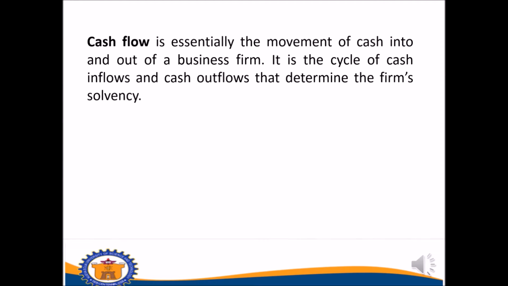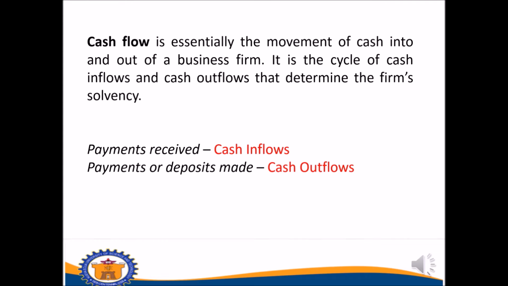So first, a cash flow is essentially the movement of cash into and out of a business firm. It is the cycle of cash inflows and cash outflows that determine the firm's solvency. A cash flow is a term that refers to payments received, which is the cash inflows, and payments or deposits made, which is the cash outflows. Cash inflow can be represented by positive numbers, and cash outflows can be represented by negative numbers.